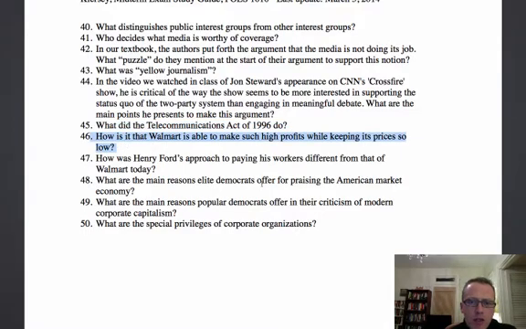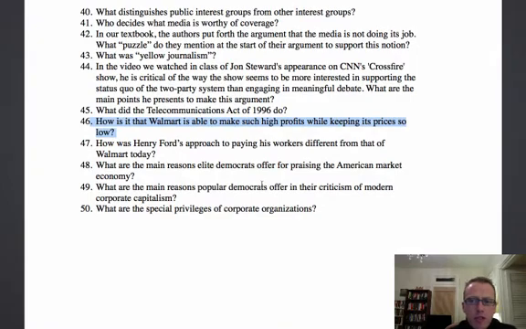Now, how is it that Walmart is able to make such high profits while keeping its prices so low? This goes back to the questions we were discussing, I think, back in our second week, which was the week to do with the economy. I think, or was it week 3? I can't remember right now. But how is it that Walmart is able to make such high profits while keeping its prices so low?